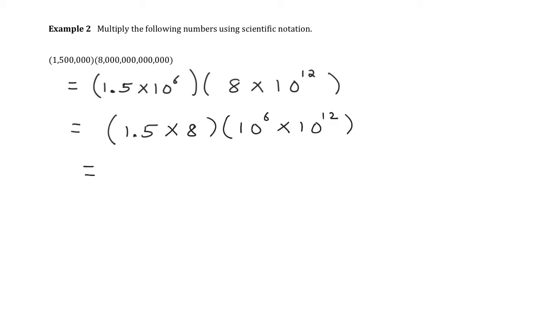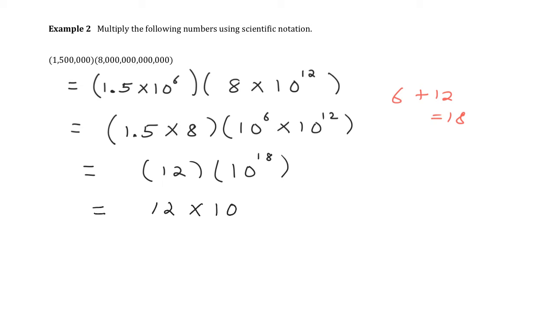So 1.5 times 8 is equal to 12. And then 10 to the 6 times 10 to the 12th is just the same thing as adding those two exponents together to get 18. So we get this 10 to the power of 18. So we're saying we're multiplying this with this. To make it resemble scientific notation, I'll just put 12 times 10 to the 18th instead of using parentheses.